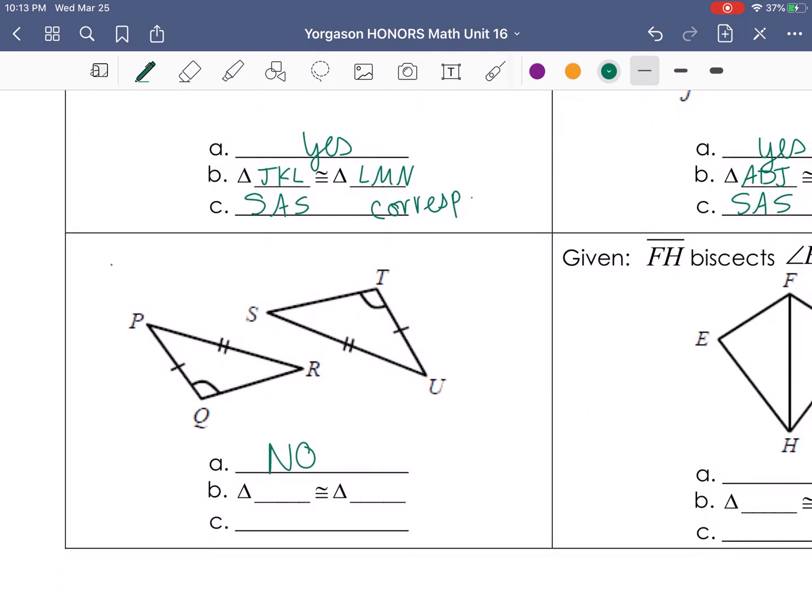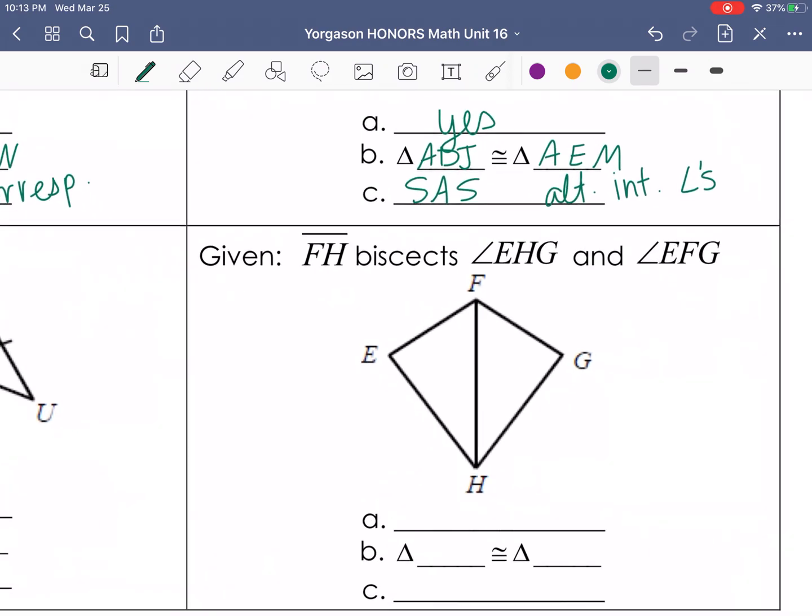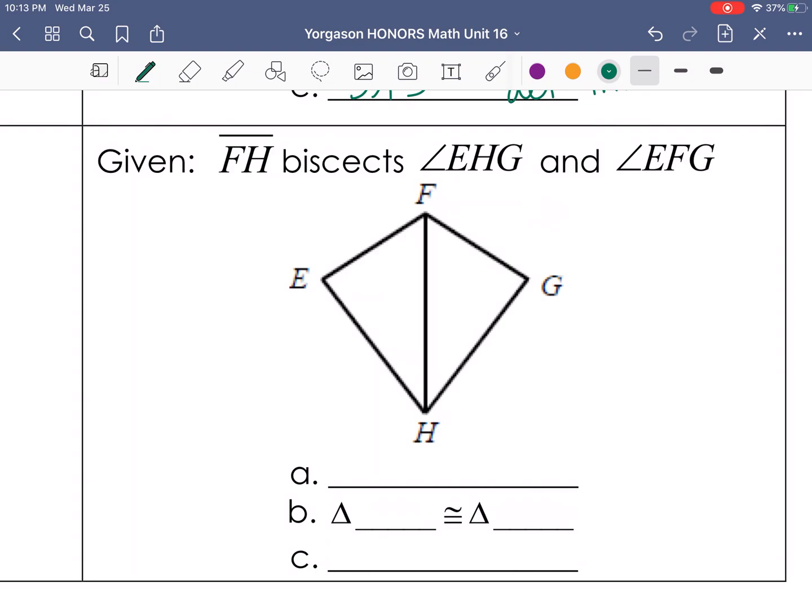So angle, side, side is no good. Doesn't work. If we had a right angle and they gave us the hypotenuse, then we could use hypotenuse leg, but that's the only one.